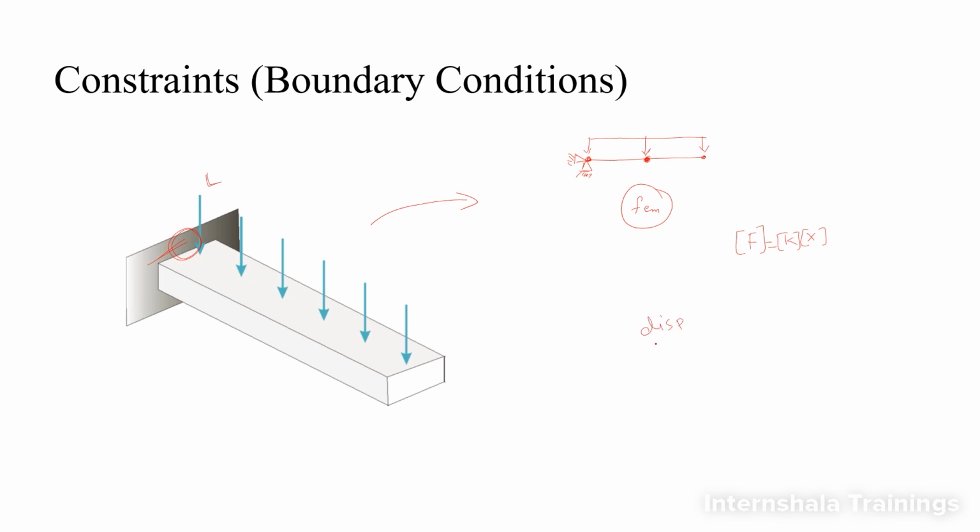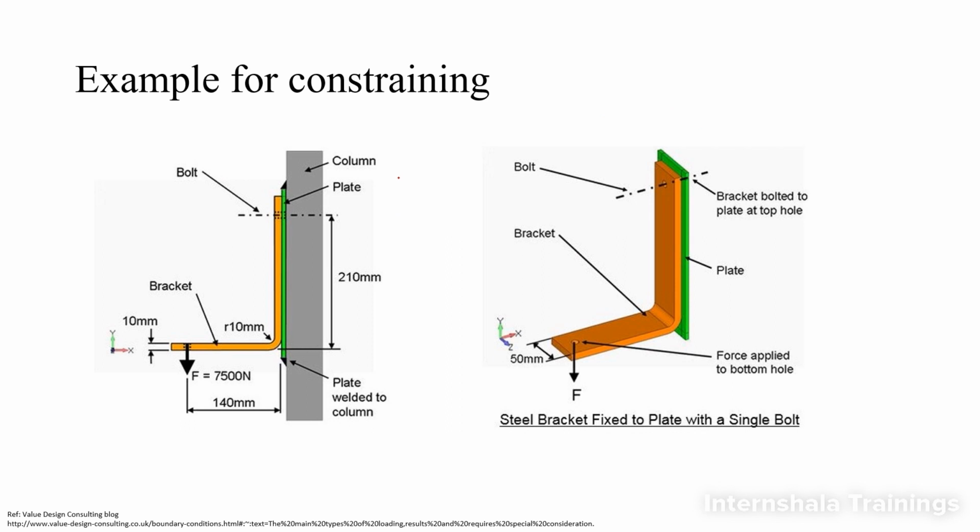And once I find out the displacement at each and every node, I will be able to calculate the required stresses and strains. So this is how I will convert the physical system using the boundary conditions into a FEM model or finite element model. Okay. Now we will see different types of constraining, right?